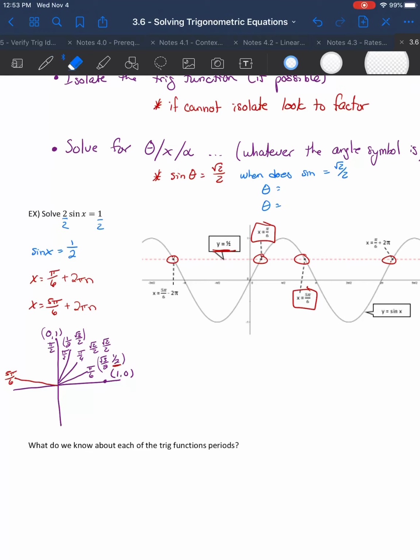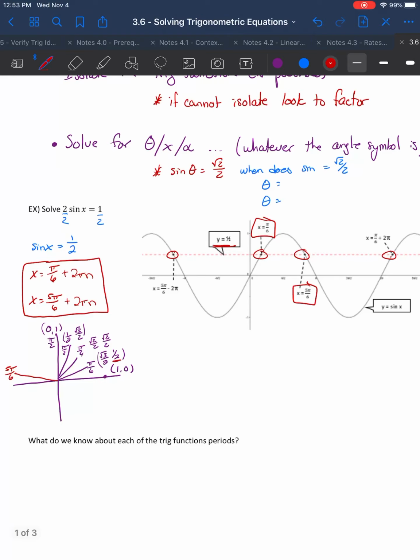So anytime today when we are solving these, today and technically tomorrow, to take our answer from one solution to all of the solutions, we have to add the 2 pi in. That's for trig functions that have a period of 2 pi. They don't all have a period of 2 pi.